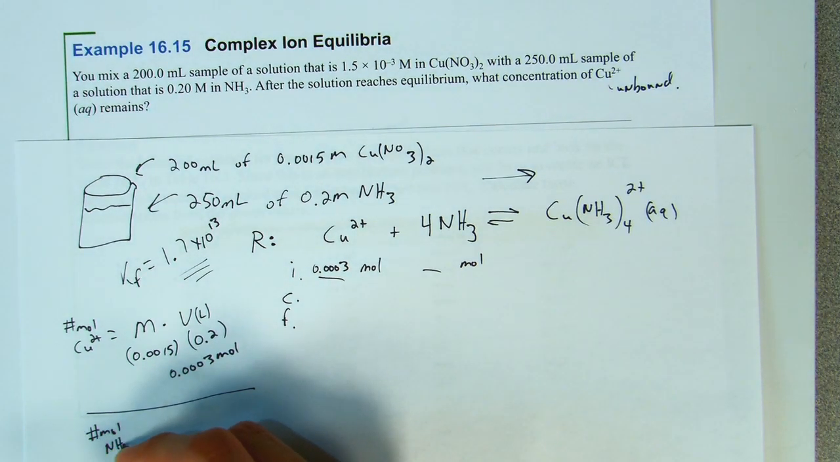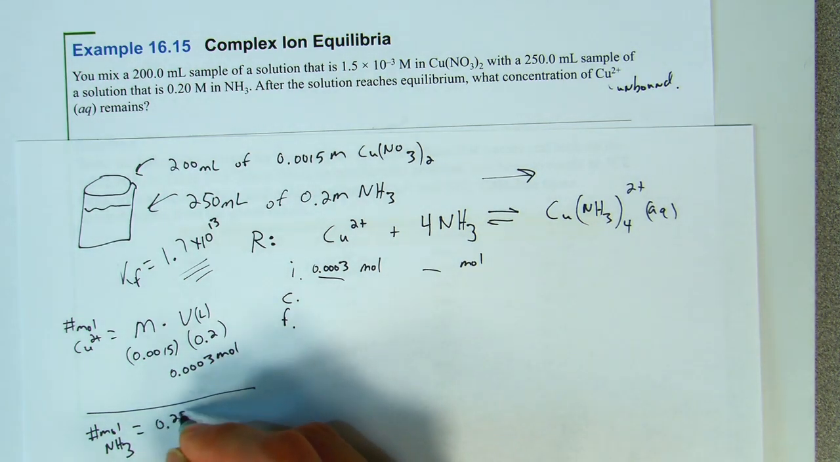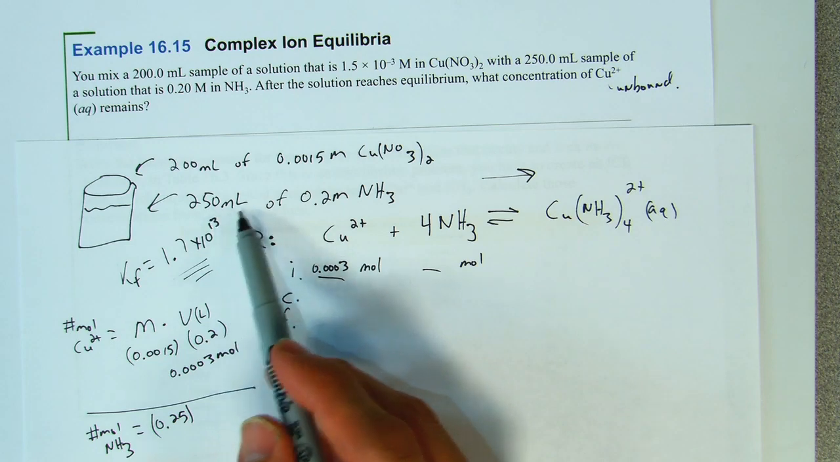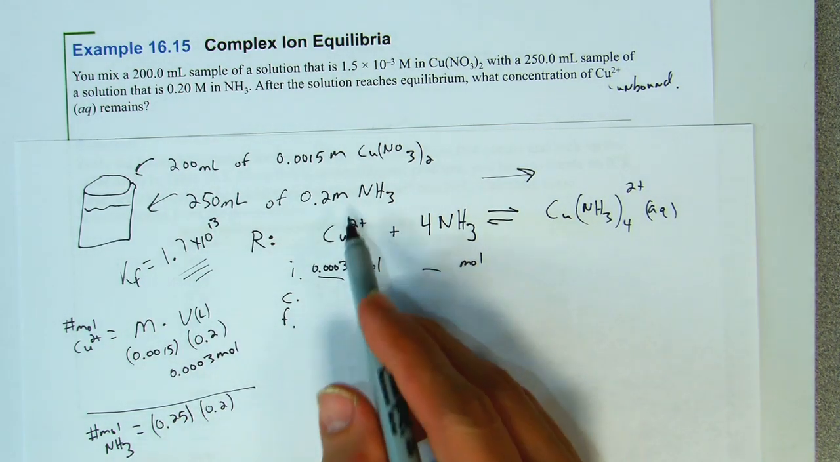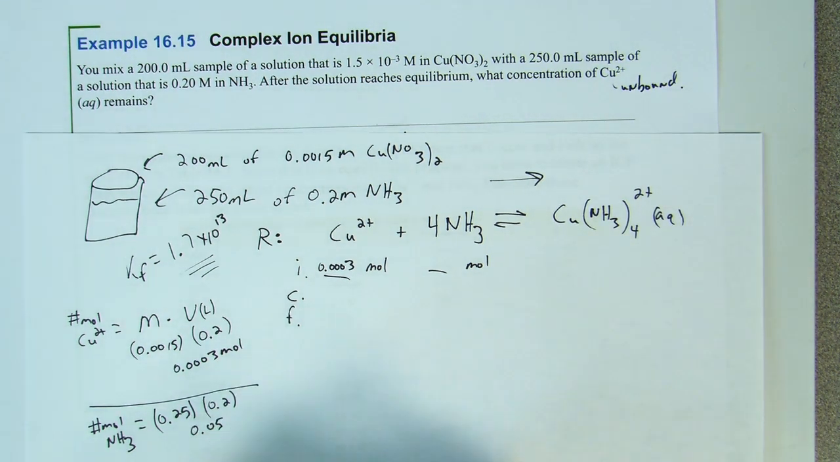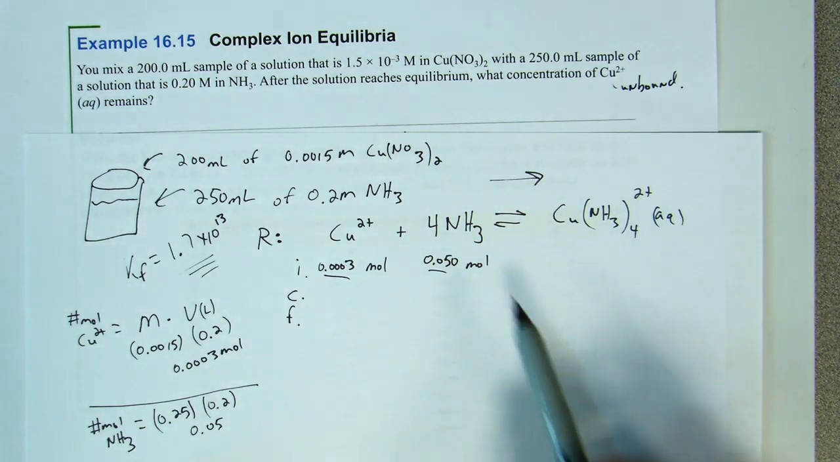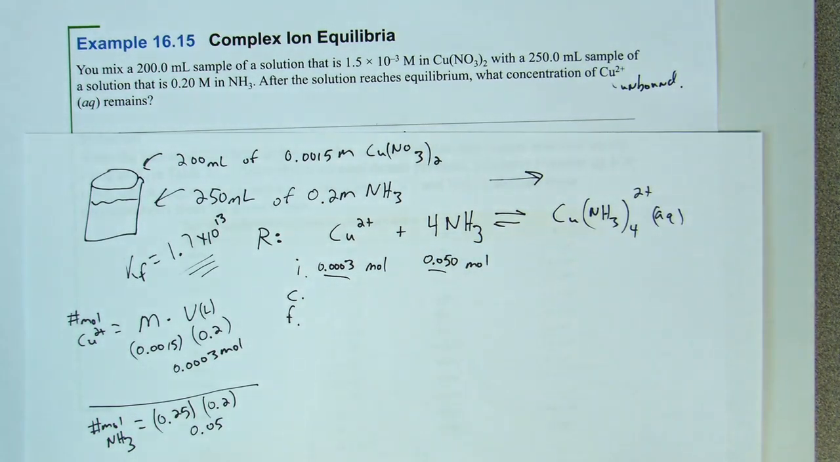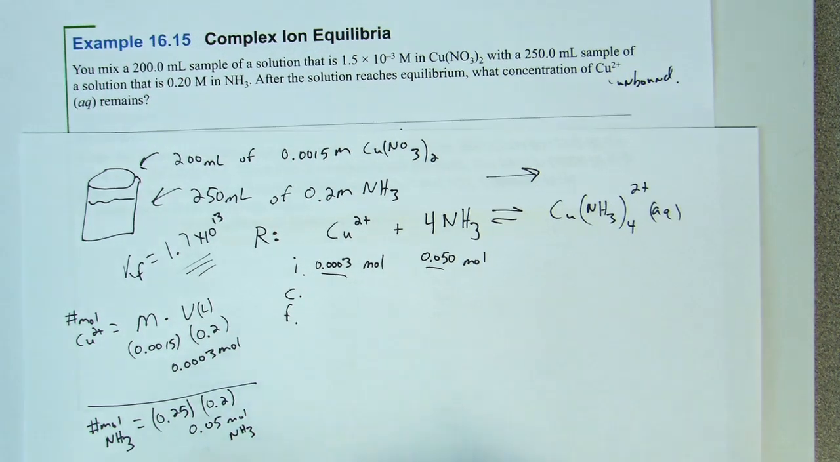I use the same equation, molarity times volume in liters. I've got a quarter of a liter, 250 milliliters, at 0.2 moles per liter. So if I do 0.2 times 0.25, I have 0.05 mole of ammonia. That's my initial inventory before the reaction of how much I've got.